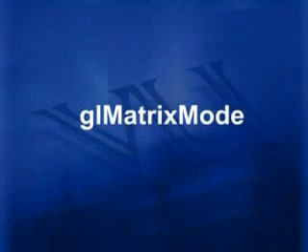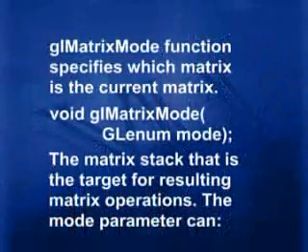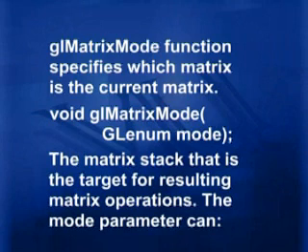glMatrixMode. This is the function that we are going to talk about first. This function is used in order to set the matrix mode. What different types of matrix modes are there? We are going to talk about them and we'll make use of each. The glMatrixMode function specifies which matrix is the current matrix. We can have multiple. Which one is current? That is set by using glMatrixMode.